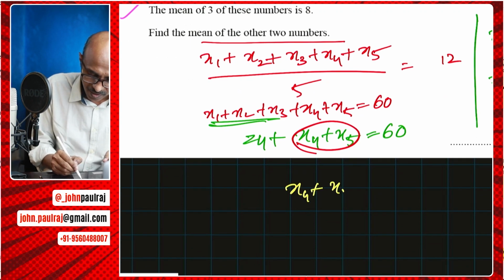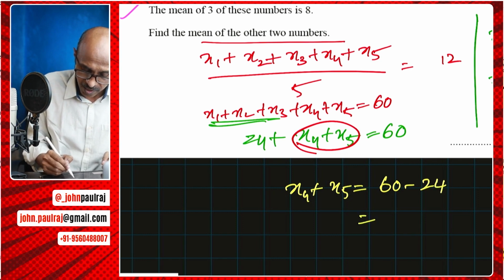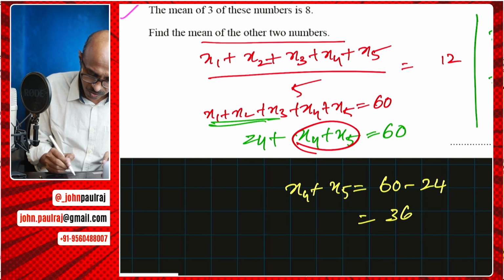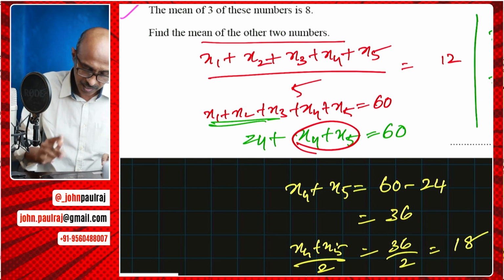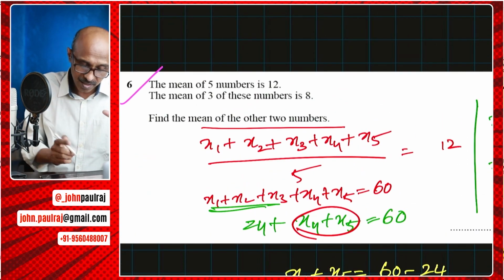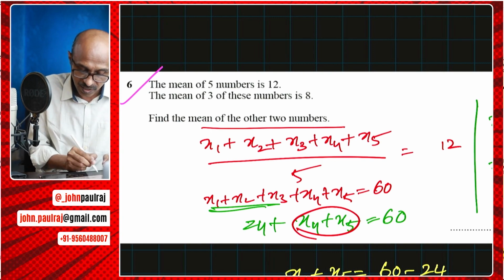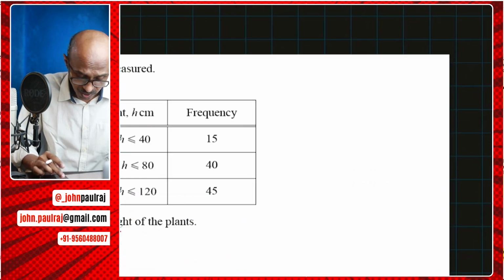x4 plus x5 is 60 minus 24. That is 36. All right. So then the mean should be x4 plus x5 over 2. That is 36 over 2, which is 18. Okay. So that's the way to approach this question. Basically, write it in this form, and then it'll be in terms of the sum, and whether it's adding or subtracting, you can do that, but practice this. This is definitely going to come.